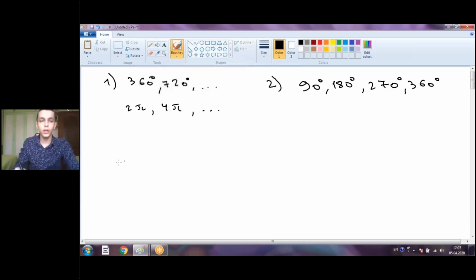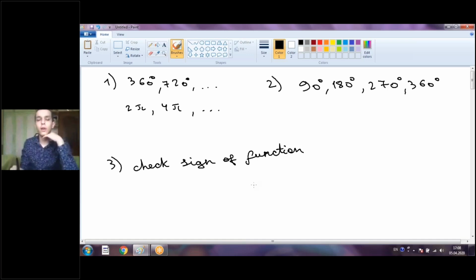Third step, you check the sign of your function. Okay, for example, you have sine, so you simplified your function. I mean, you exclude the angle of full rotation, you used a reference angle, and you have, for example, sine of 90 degrees plus 60 degrees. Okay, you say this is the second quadrant. Here, sine is positive, so we put a positive sign.